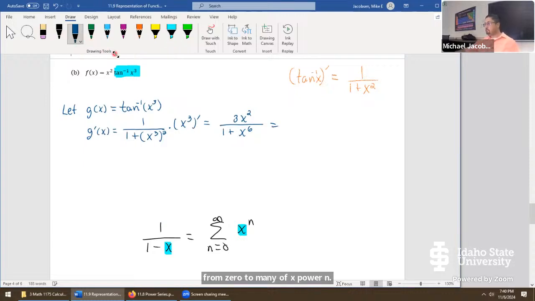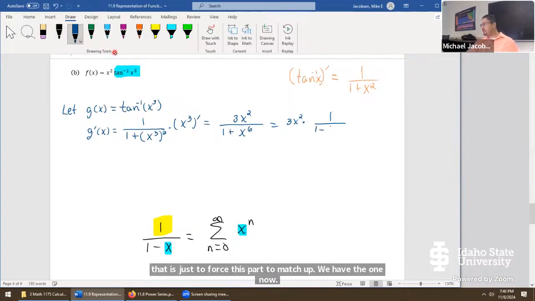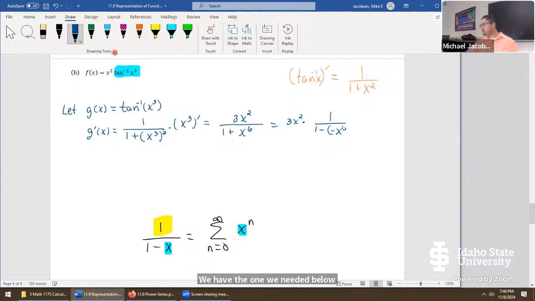Continuing forward on this one, if it's helpful, we can clear out the denominator. Doing that is just to force this part to match up. We have the 1 now. We have the 1 we needed below. So let's insert 2 double negations. And now we've matched up that part of the process. So we're in business, folks. We can now say that this is a summation.